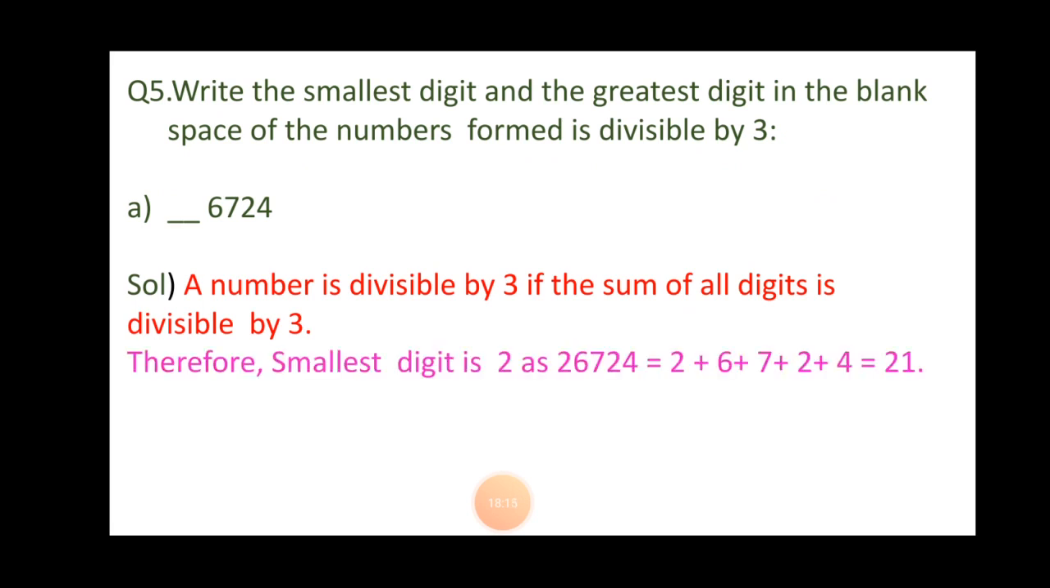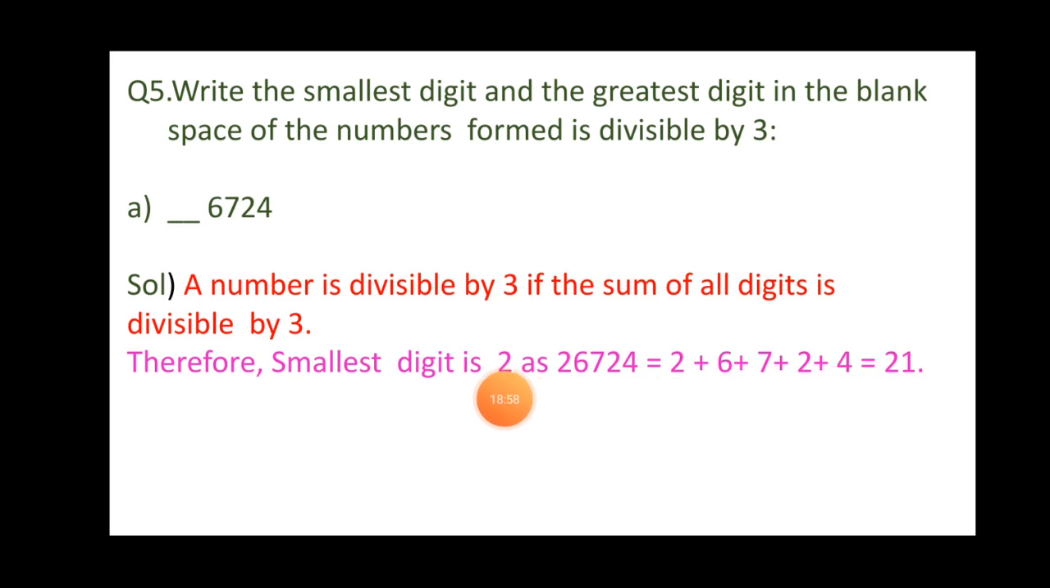For that purpose, we know the smallest digit will always be 0. While placing 0, you will see that we will get 19. When we place 0 here in place of this blank, we will get 0 plus 6 plus 7 plus 2 plus 4, so the sum is equal to 19, and we know that 19 does not come in the table of 3. In the same manner, when we look for another digit, we will place 2, so that this number becomes divisible by 3.